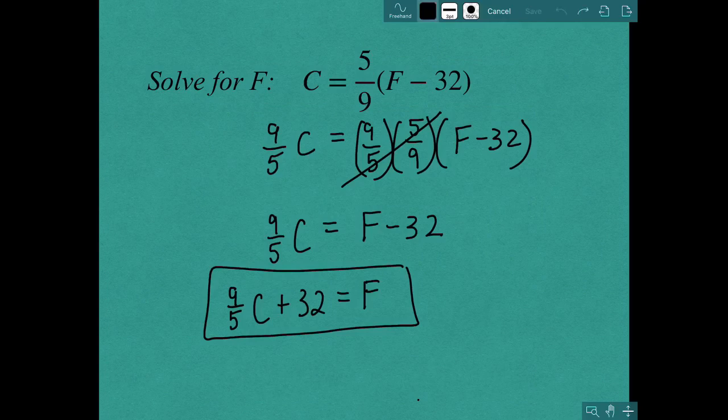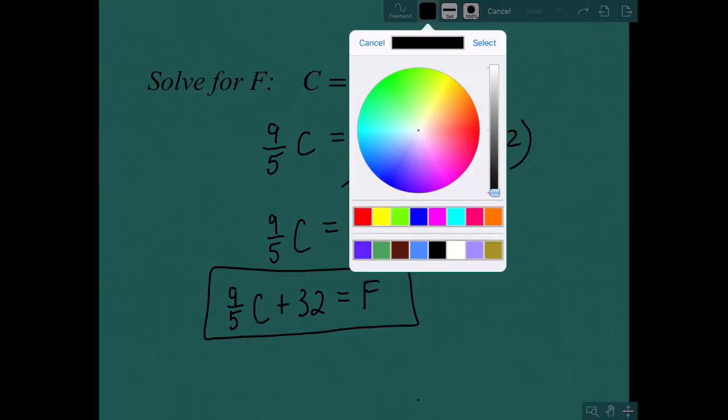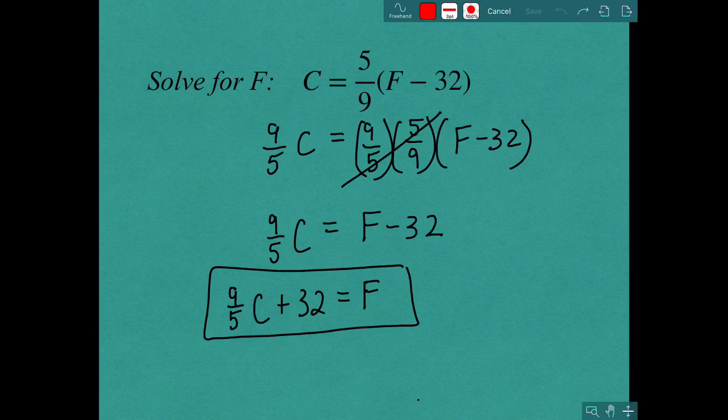Now, someone may have looked at this question and decided to simply multiply by 9 on each side. And that will work too. We'd have 9c equals 5 times f minus 32. Then we divide each side by 5. So it's just taking a little bit longer. And then we would add 32 to each side.